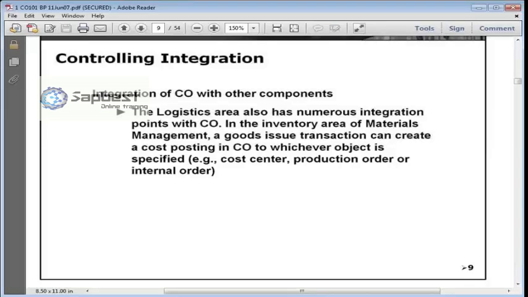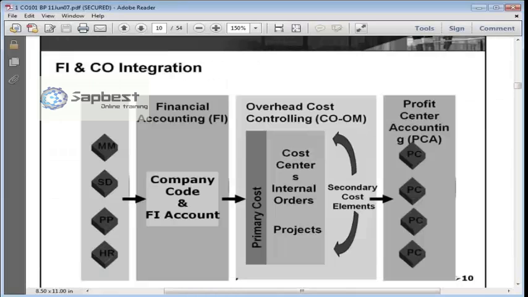If I'm issuing for production, the system asks what the production cost center is. If I'm issuing for consumption, it asks for a consumption cost center. I can issue it to a small project, and actually take the inventory and put it on a project budget. Any cost-bearing object has to be specified in logistics. So this is how the system works.